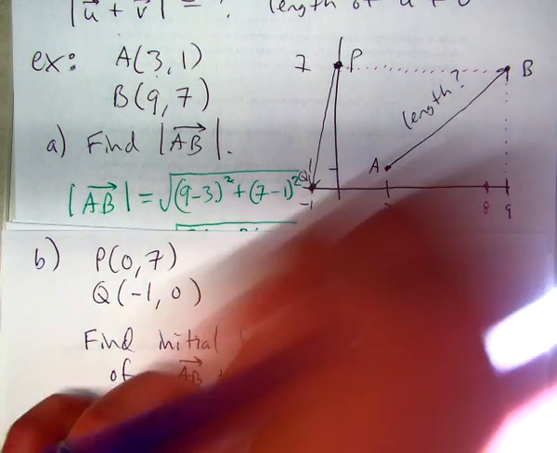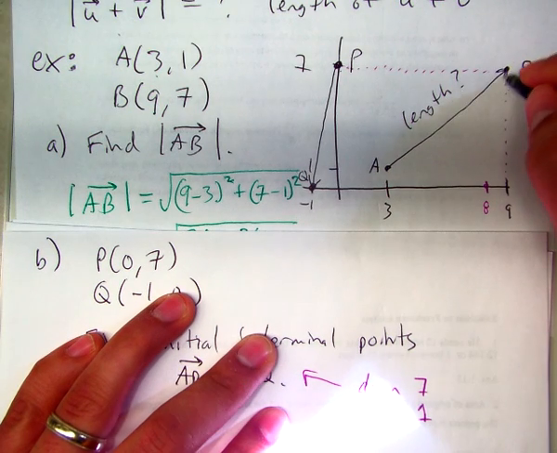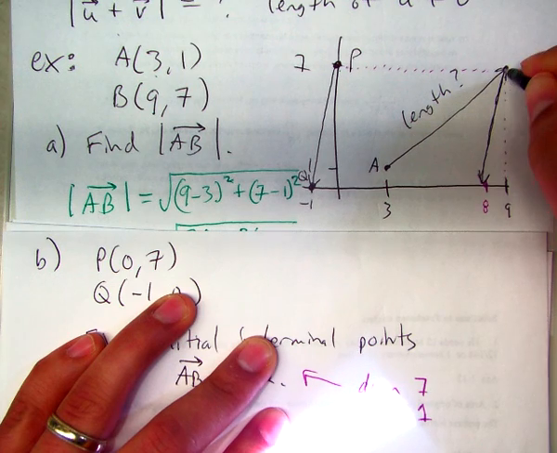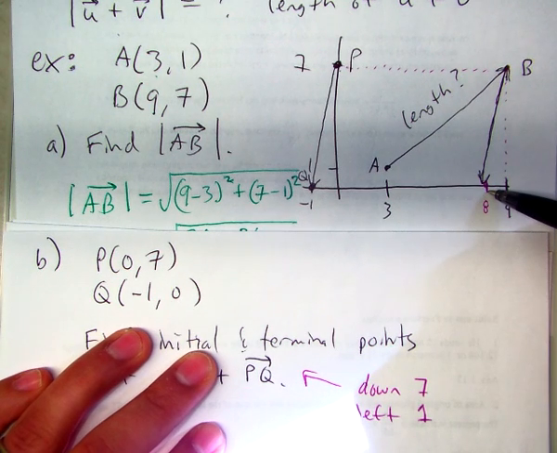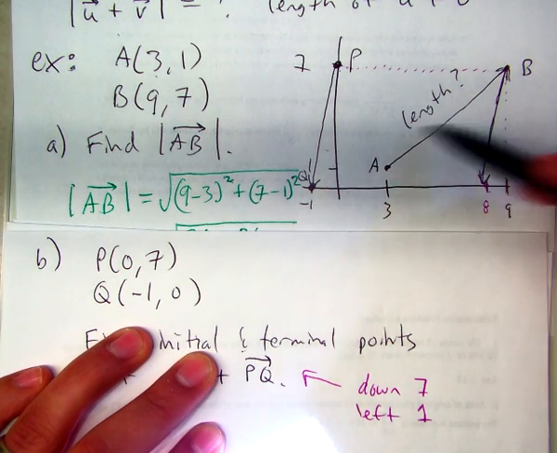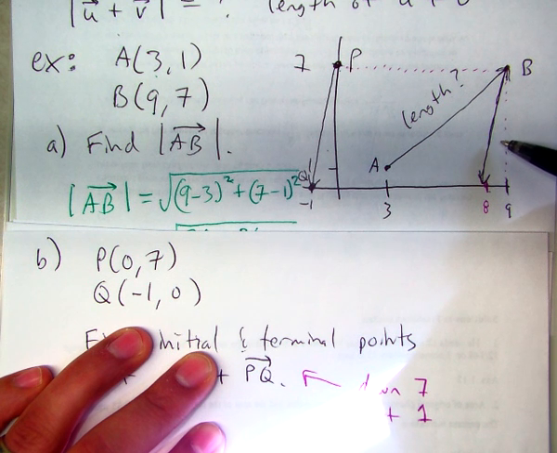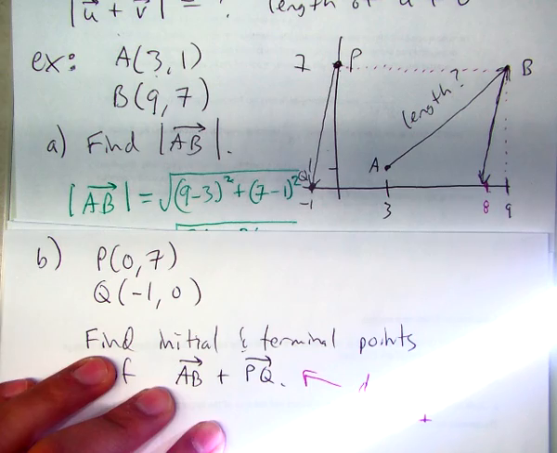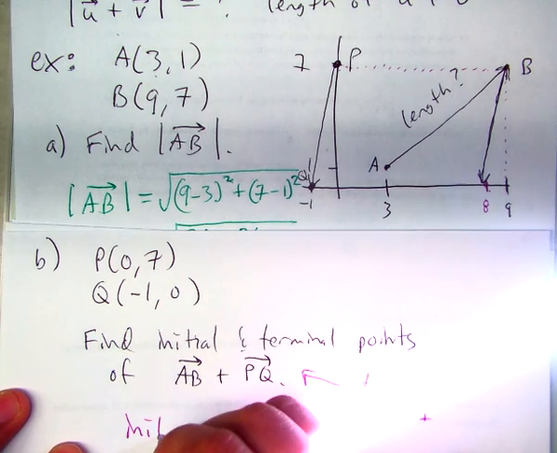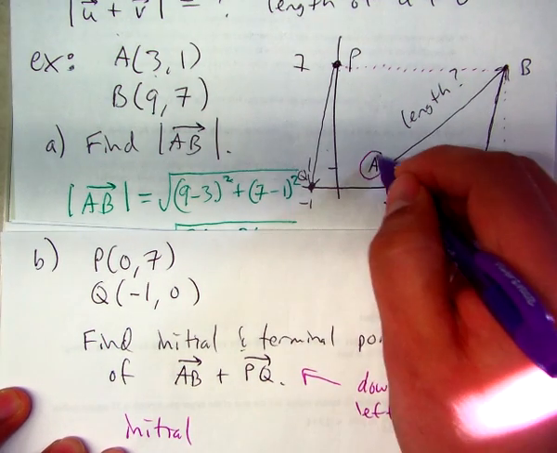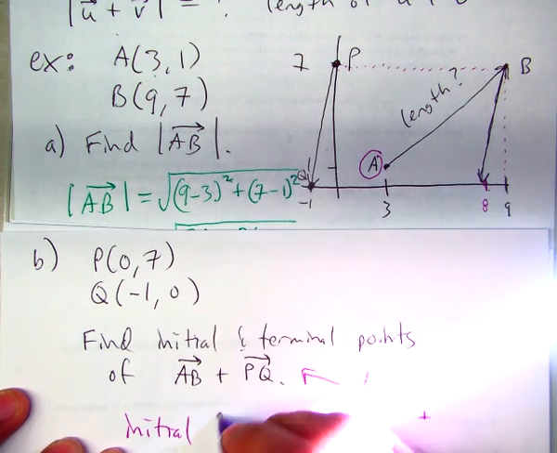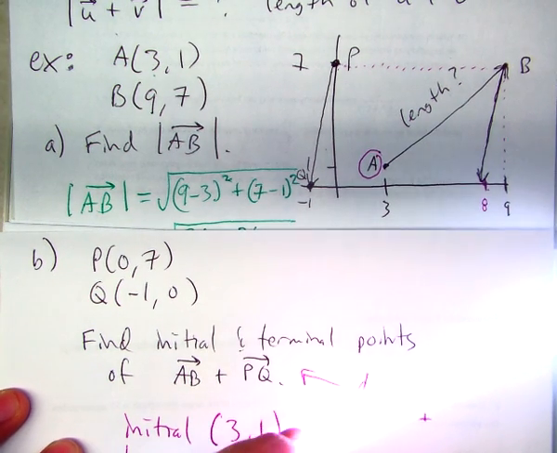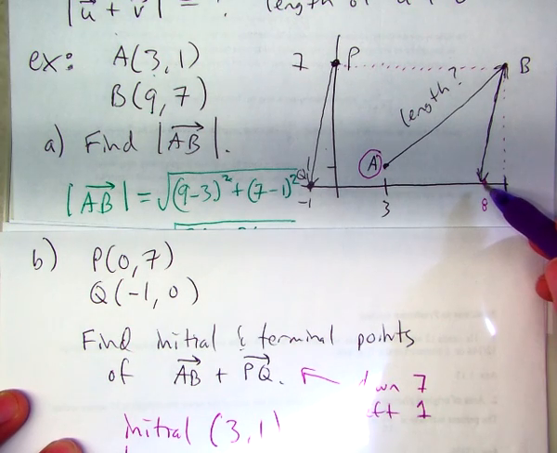And if I connect B to the new point there, this vector and this vector are the exact same ones. Does everybody see that? So now where's the answer? Where's my initial point? Initial point is A. So what are the coordinates there? 3, 1. And terminal is where I ended up after I connected these two vectors.